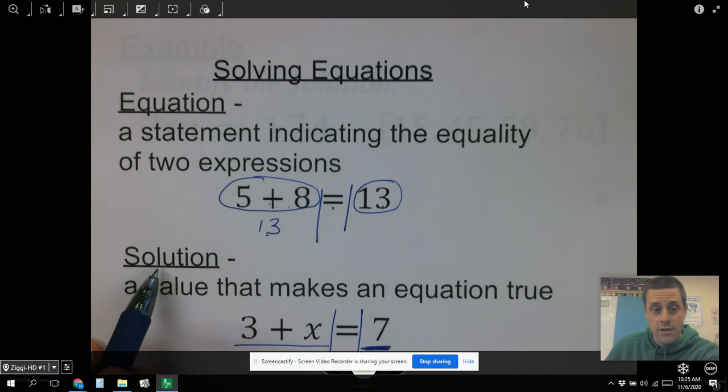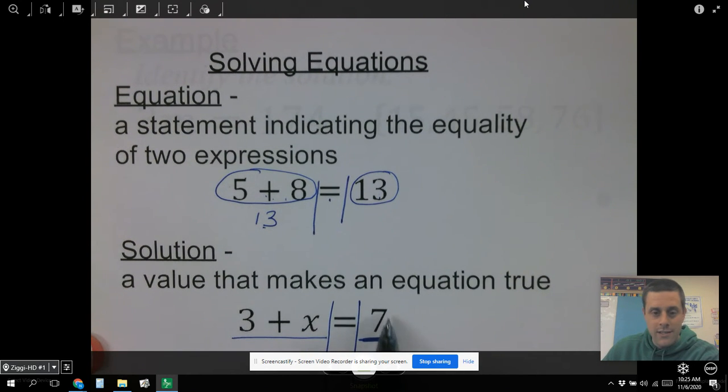x is a variable representing an unknown value. The solution to this equation is any value that I could substitute into x to make this equation true, to make both sides have the exact same value. And because the right side of my equation has a value of 7, I need the left side of my equation to have a value of 7. So I'm thinking to myself, 3 plus what value would give me 7?